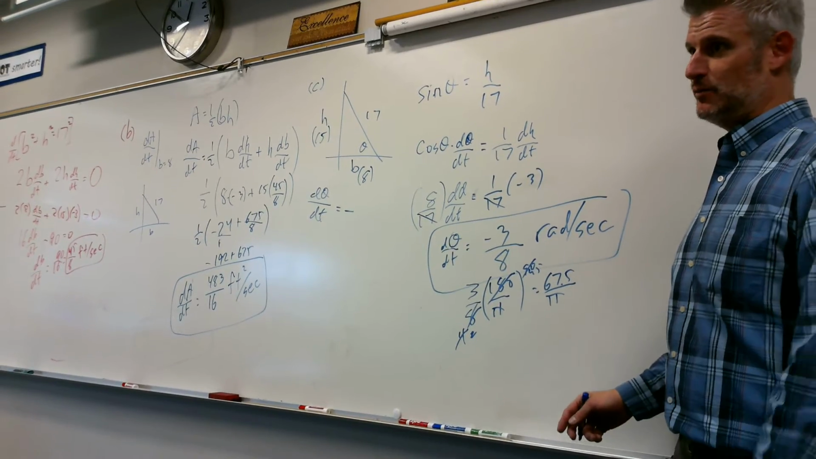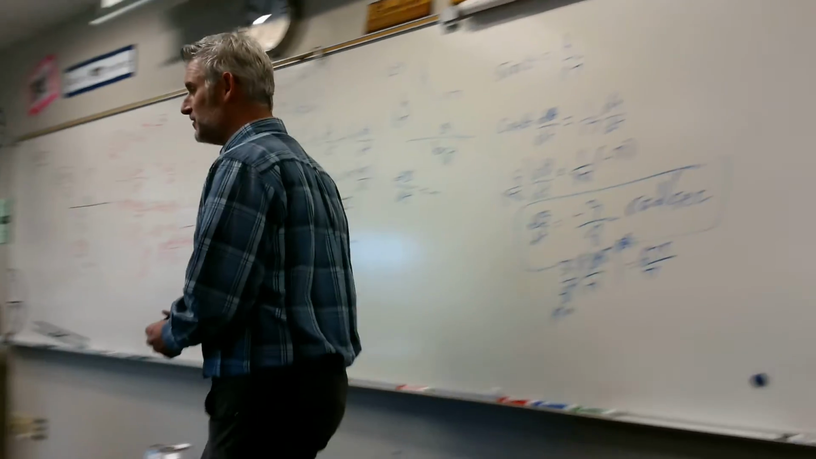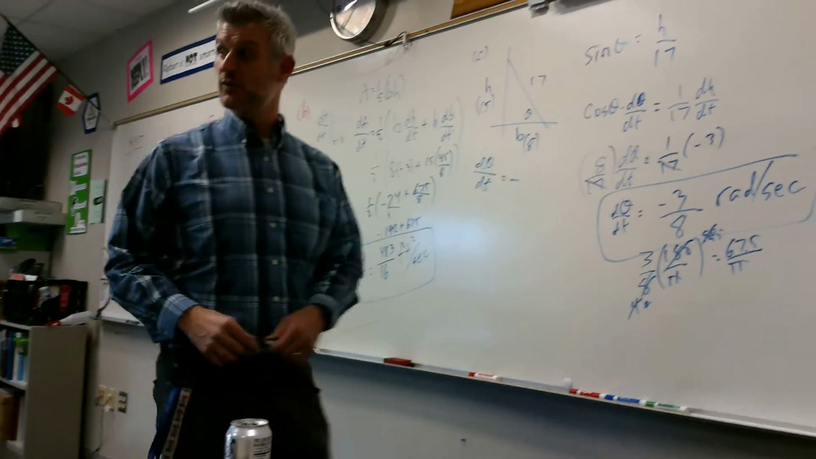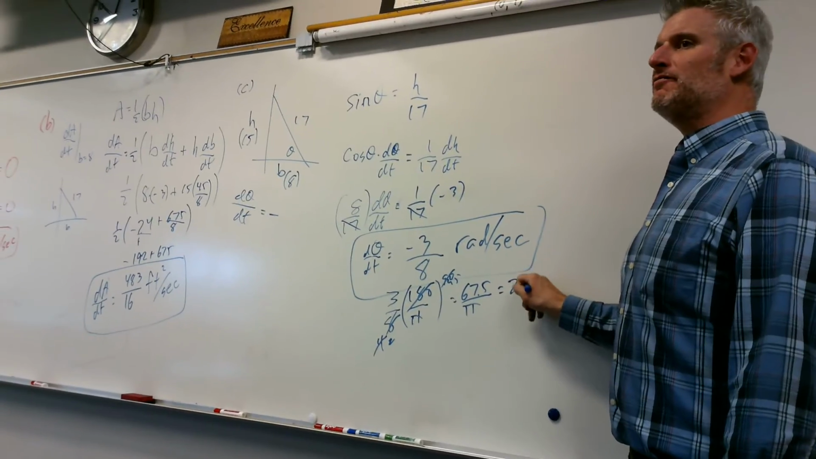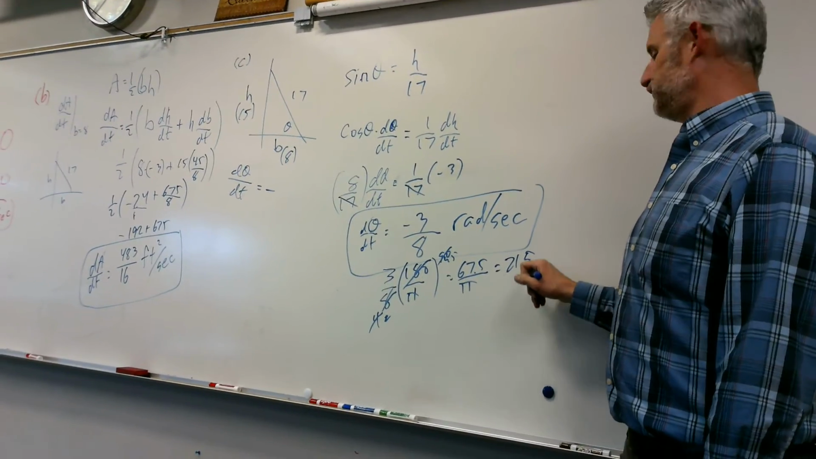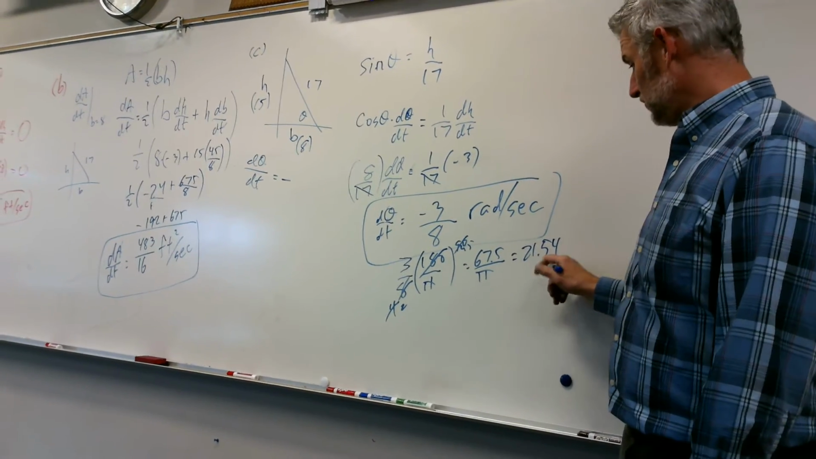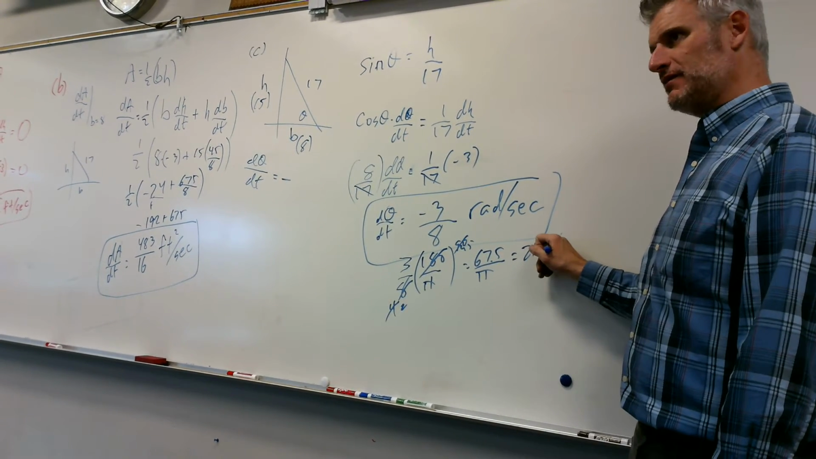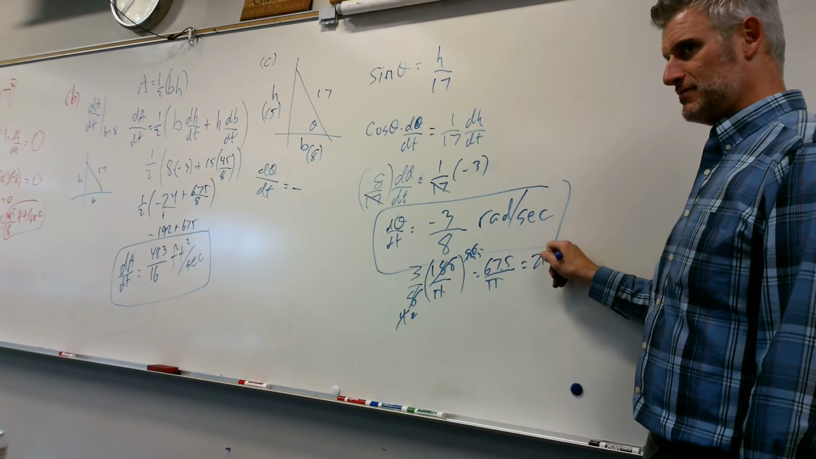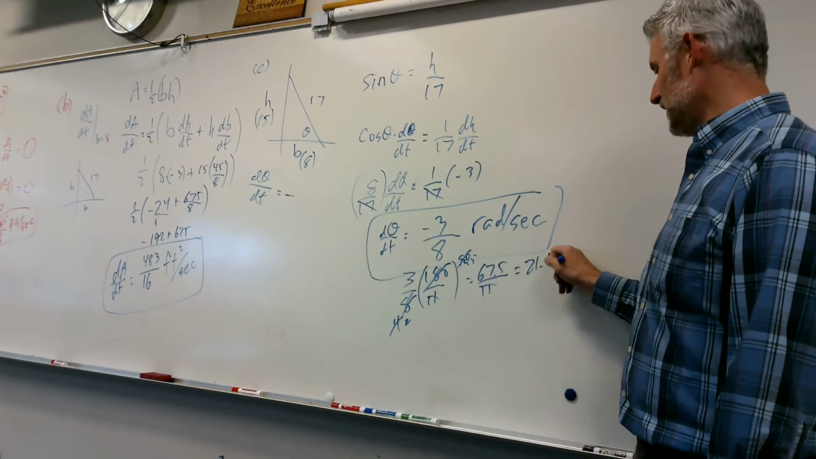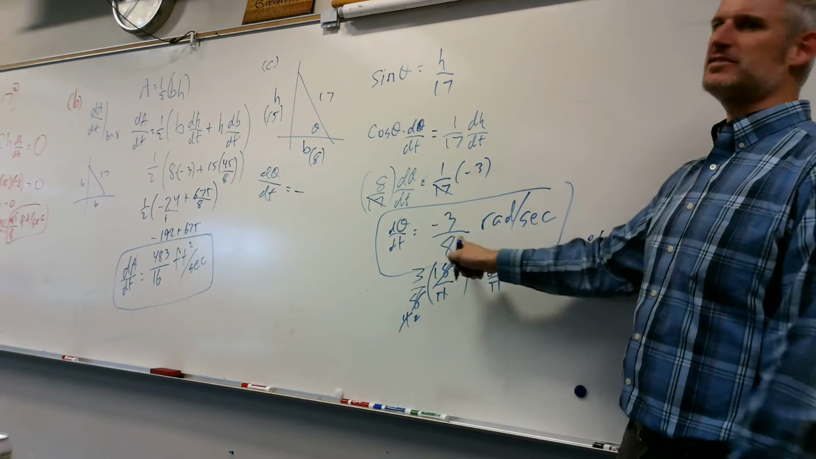Somebody wants to show me? What's 675 divided by pi? I'm curious. I'll get a calculator. We're going to use 3 decimal place accuracy. 21.497 degrees per second. Wow. It's like 20 degrees a second. That's really cool. You can just leave it right there.